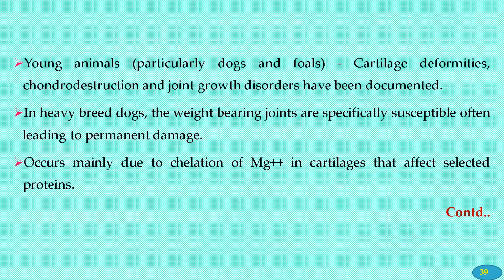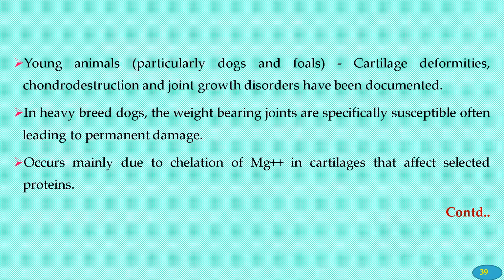especially dogs and foals, cartilage deformities may be caused by chondro destruction, and joint growth disorders have been documented in certain cases. In heavy breeds of dogs, the weight bearing joints are specifically susceptible, often leading to permanent damage. So it has some chondrotoxicity. This occurs mainly due to the chelation of magnesium in the cartilage, which affects the selected proteins.